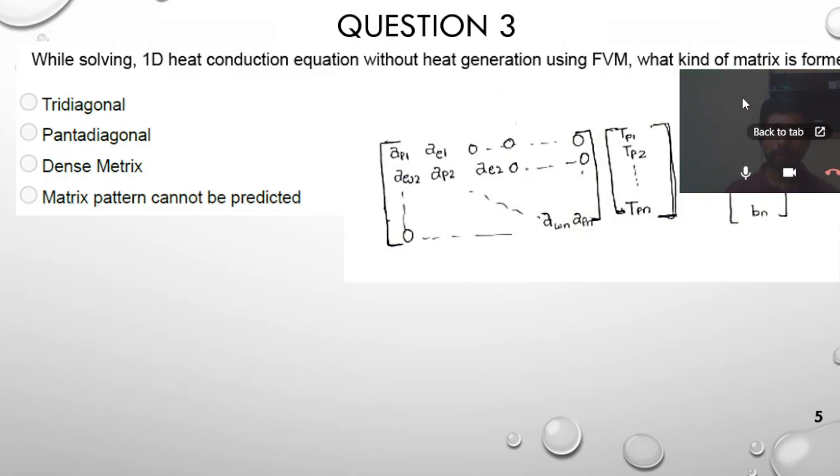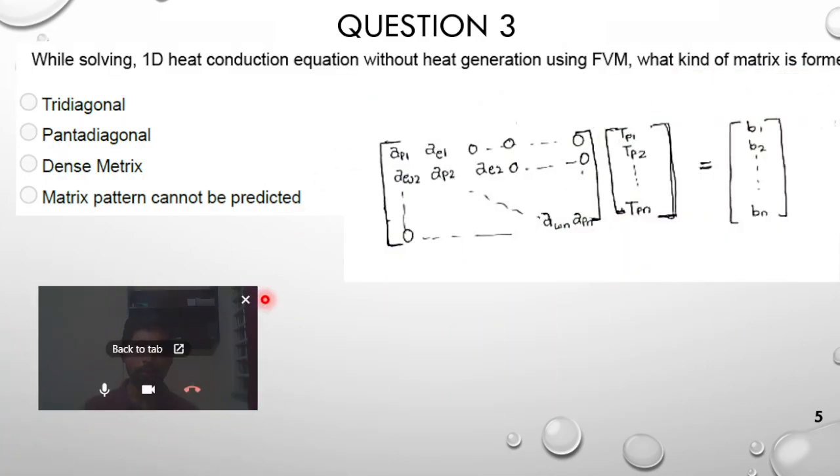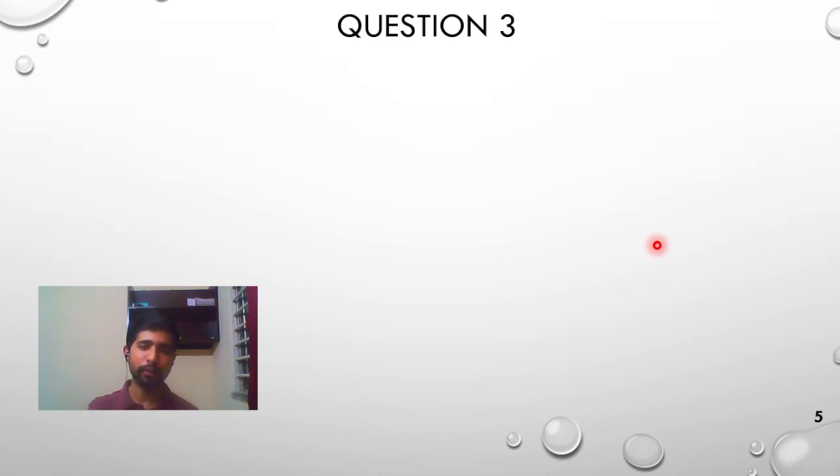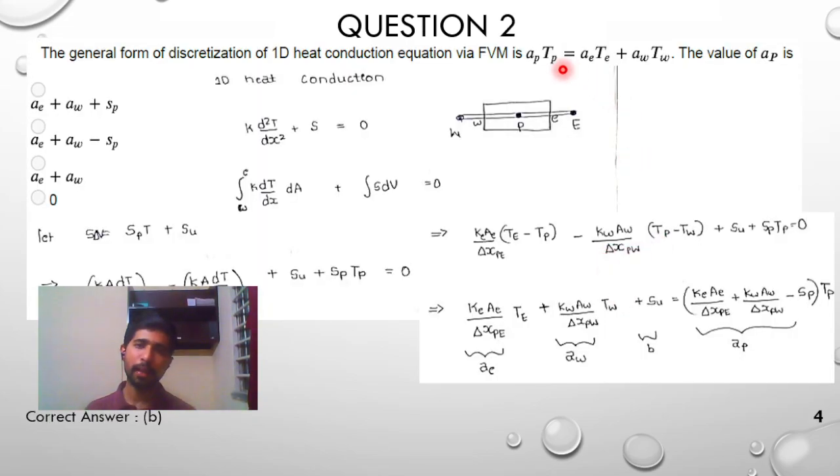So the next question is a bit simpler. While solving a 1D heat conduction equation without heat generation using the finite volume method, what kind of matrix is formed? This is quite related to your previous question. If you see the previous question, you will get the answer for this question. Here you have AP into TP is equal to AE TE plus AW TW. This is also for 1D heat conduction. Now without heat generation, SP is also 0. So what kind of matrix will you get for such an equation?